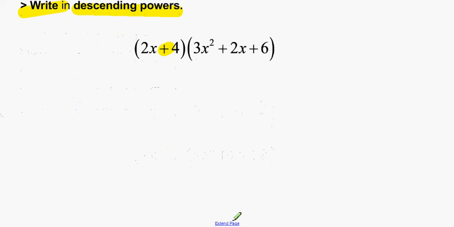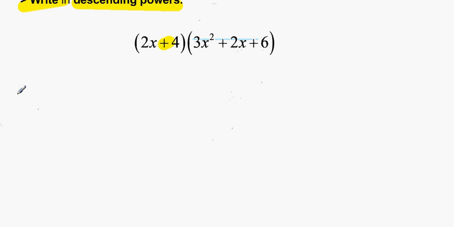Okay, so let's have a look. We have 2x plus 4 multiplied by 3x squared plus 2x plus 6. Now, just to save some space, I'm going to skip a step. Okay, so I'm just going to multiply directly.